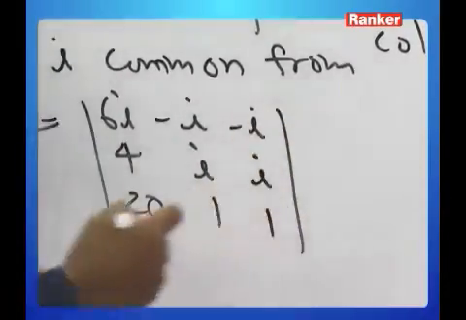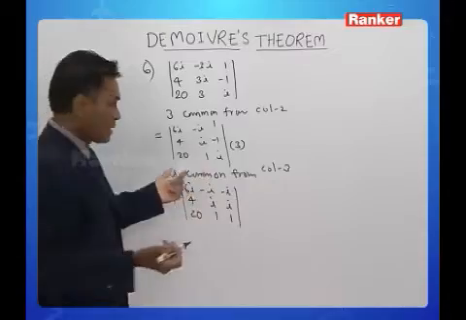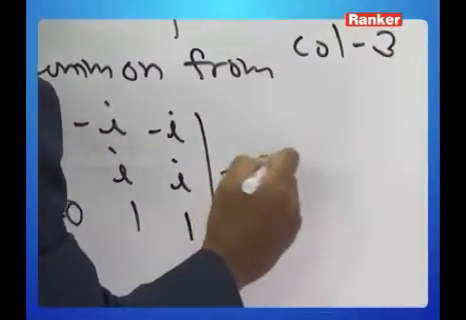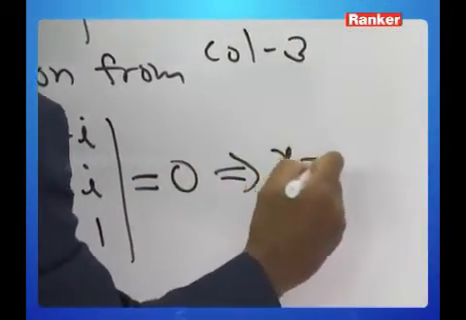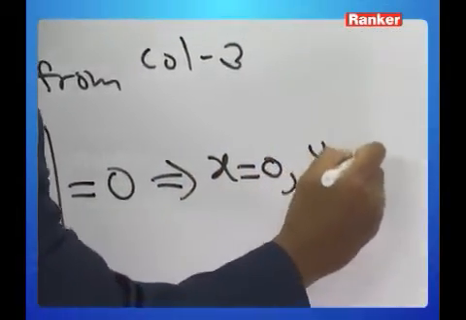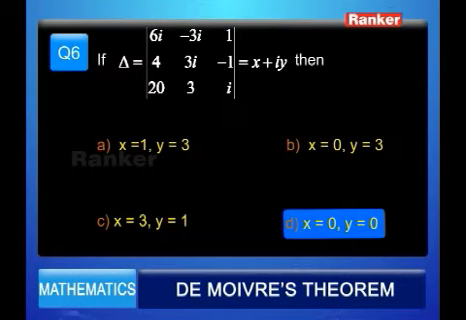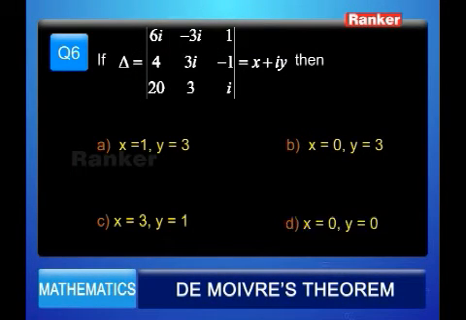So what do you understand? Column 2 and column 3 are equal. So the determinant is 0. So what do you understand? x is equal to 0, y is equal to 0. So the right answer is origin, 0 0. The right option is D, the fourth option.